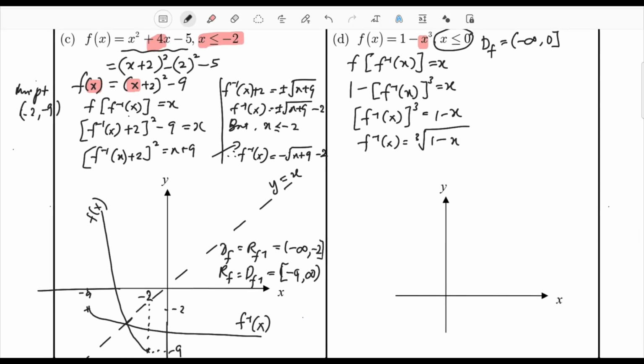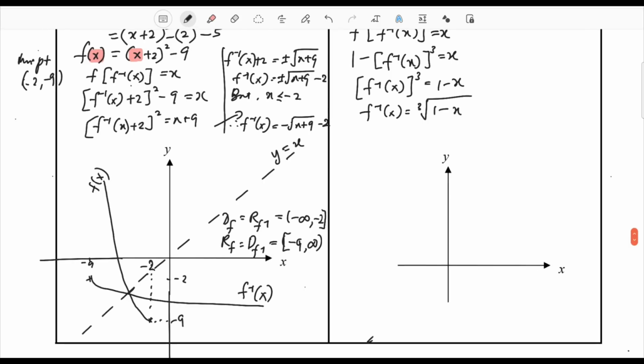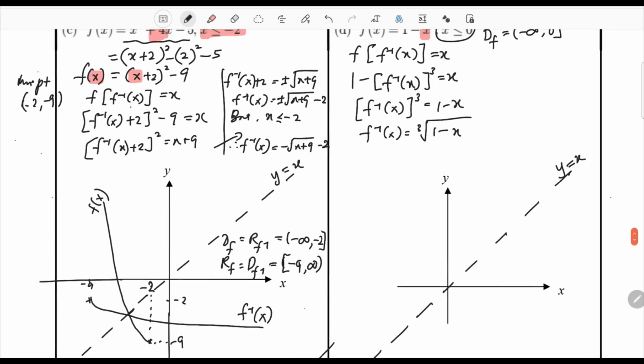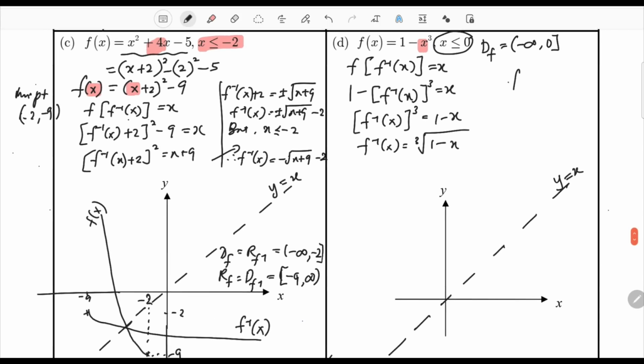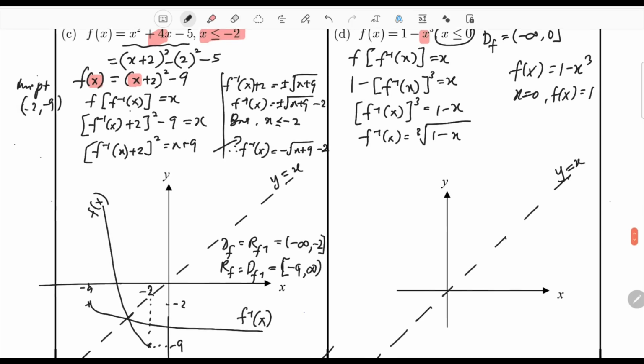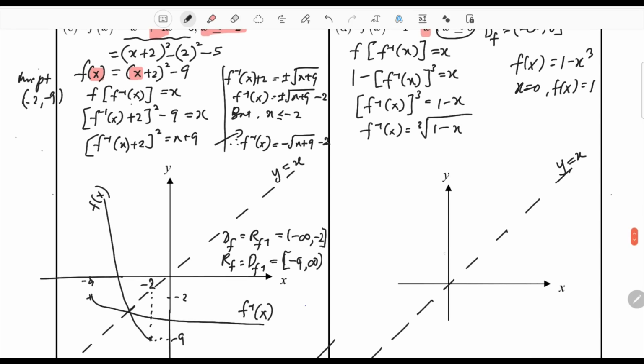So you need to draw the line y equal to x first. That's your line. So y equal to x, label it. So let's look at the f(x). So we have the f(x) to be 1 minus x cubed. So when x is 0, f(x) is 1. So find your f(0) equals 1, somewhere here. So let's sketch the graph. Right, label your function. So this is your f(x).